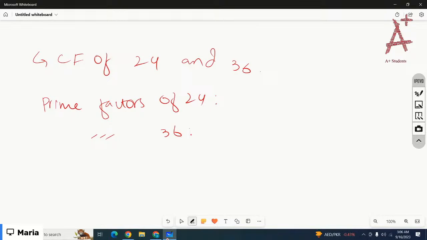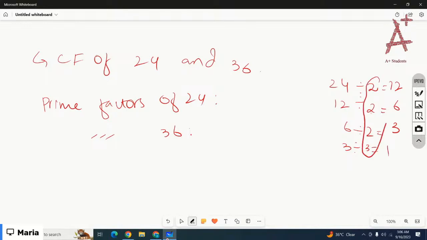How do we calculate the prime factors of 24? Let me do a quick review. Divide 24 by the smallest prime number, which is 2. 24 divided by 2 is 12. Divide until you reach 1. 12 divided by 2 is 6. Then 6 divided by 2 is 3, and 3 divided by 3 is 1. So these are the prime factors of 24: 2 times 2 times 2 times 3.